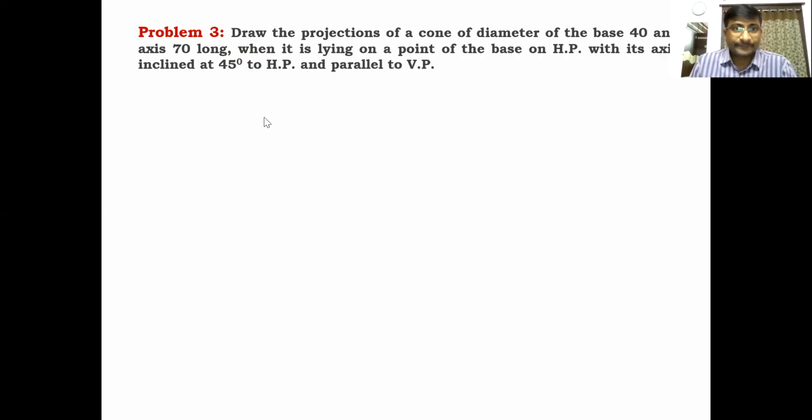Third problem is like this. Draw the projections of a cone of diameter of base 40 and 70 long when it is lying on a point of the base on HP with its axis inclined 45 degrees to HP and parallel to VP. Clear? Whenever the axis is given to incline to some reference plane, you have to assume in the first position that the axis must be perpendicular to that plane. Okay. Here the axis is inclined to HP is given.